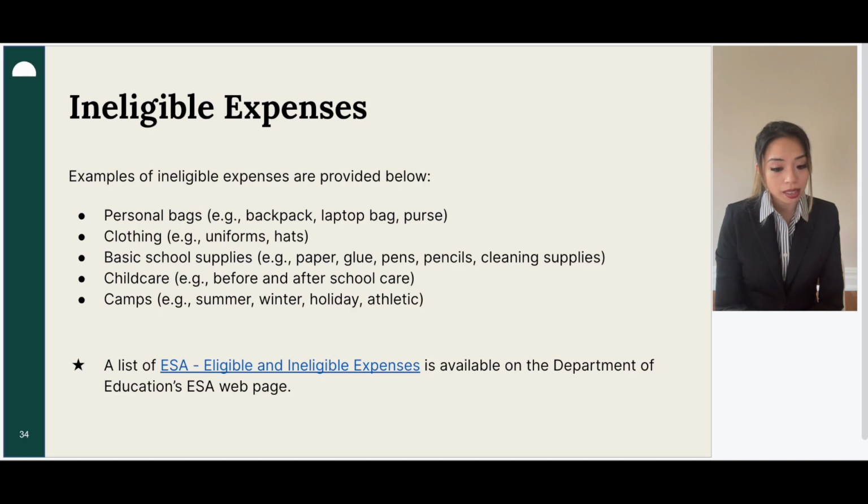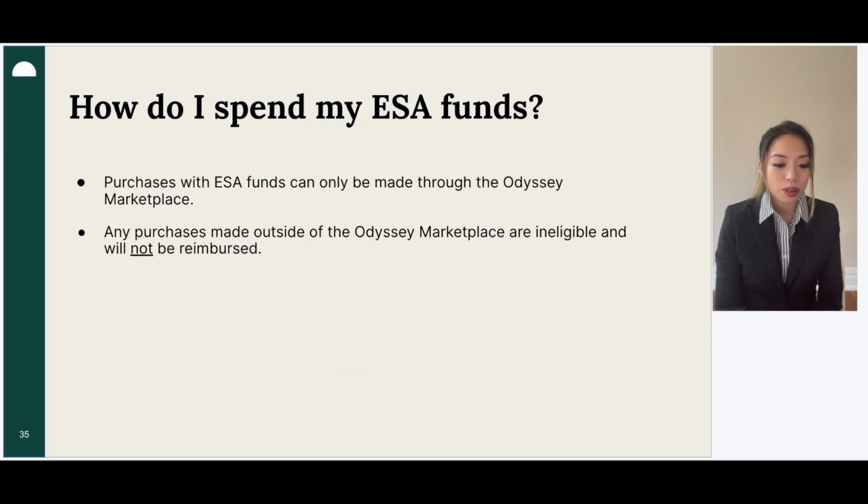Basic school supplies: paper, glue, pens, pencils, cleaning supplies, childcare, including before and after school care, as well as camps, such as summer, winter, holiday, and athletic, are also examples of ineligible expenses. Once again, a list of ESA eligible and ineligible expenses is available on the Department of Education's ESA webpage. So how do I spend my ESA funds?